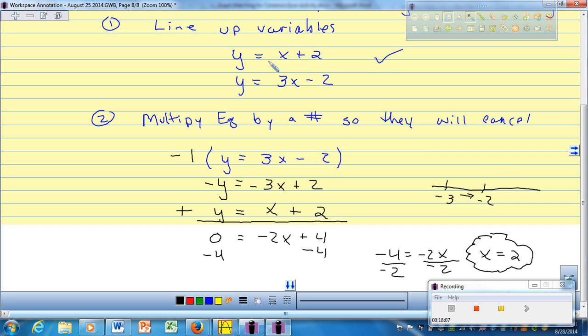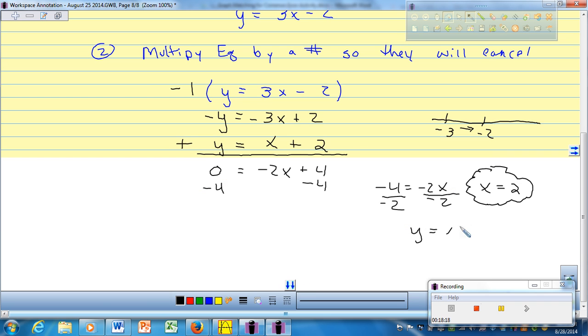I know, almost. Plug back in. Y equals x plus 2. We plug that 2 in for x. Y equals 2 plus 2. And we have y equals 4. So we've gotten the same answer 2 different ways.